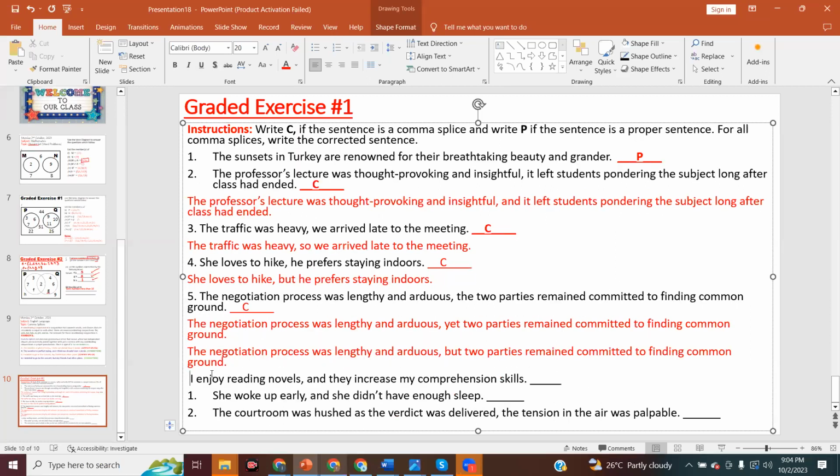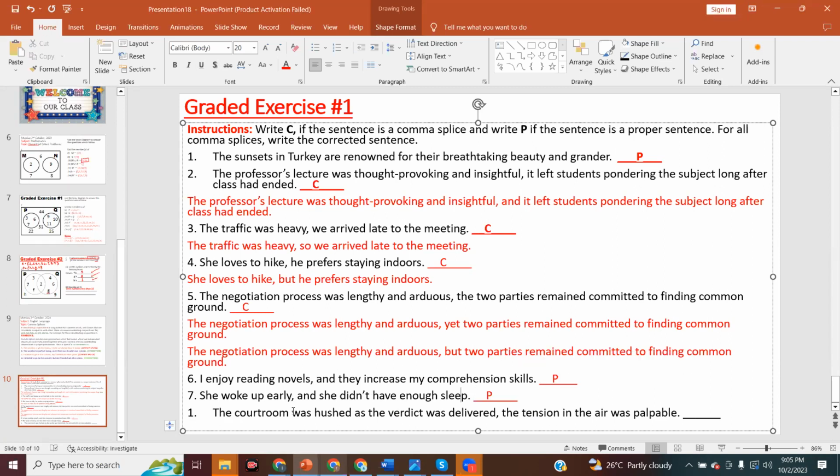All right, number 6. I enjoy reading novels and they increase my comprehension skills. P or C? It is P. She woke up early and she didn't have enough sleep. P. How do you know it's P? Because it has the FANBOYS in it, the coordinating conjunction. Very good. So it is P.